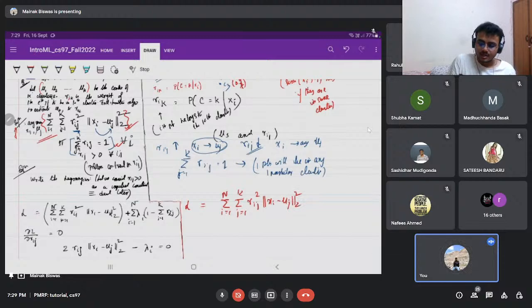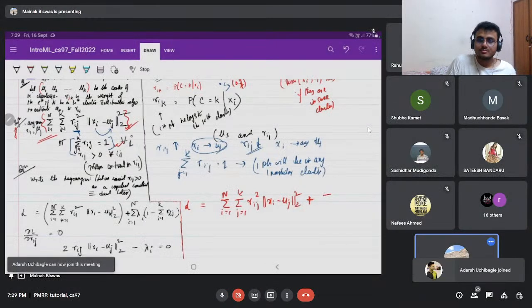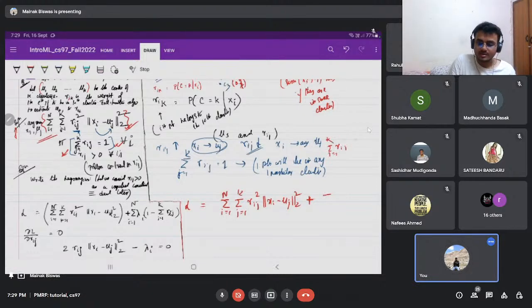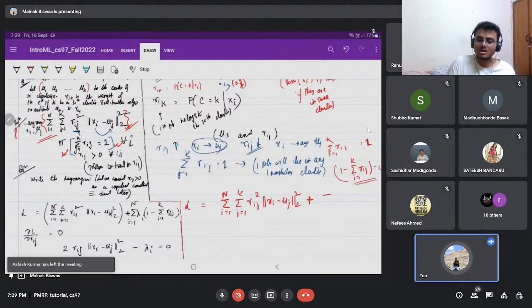This plus, can anyone tell me what can I write? So this is the constraints, right? So the sum over j from 1 to k of R_ij equal to 1 is the constraint. So 1 minus the sum of R_ij equal to 0 is the constraint for all i. So what will be the Lagrangian multipliers? I'll be writing it in a different color so you can understand. This is the f, and this is lambda times g.